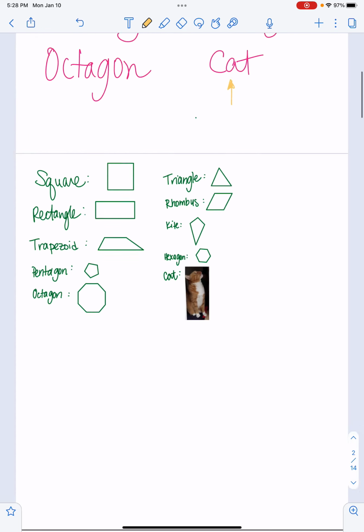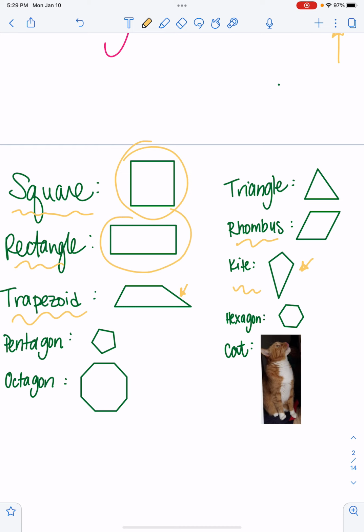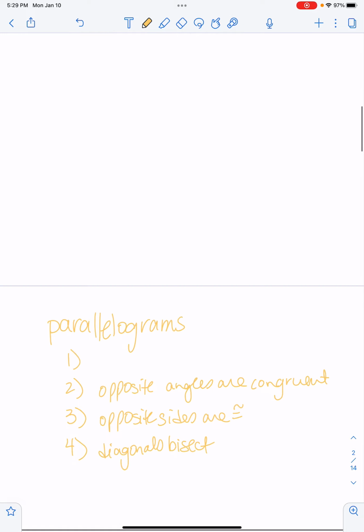Anyway, if you notice, hexagon has 6 sides, octagon has 8 sides, pentagon has 5 sides, but a lot of these have 4 sides. So a square, a rectangle, a trapezoid has 4 sides, a kite, a rhombus, all of those have 4 sides. A kite is not a parallelogram because both sides aren't parallel, and neither is a trapezoid. But these three are types of parallelograms.